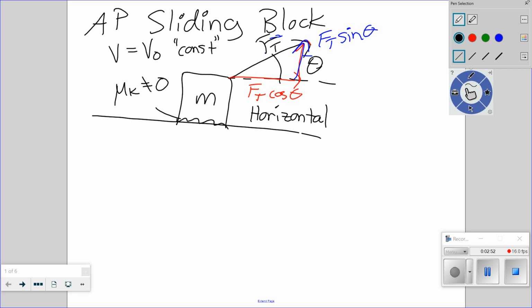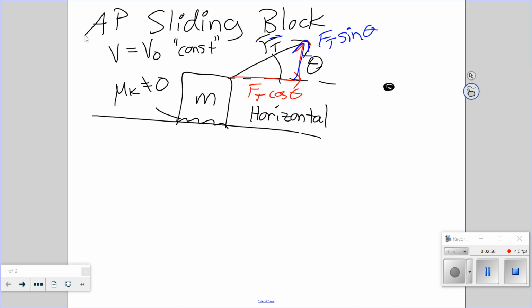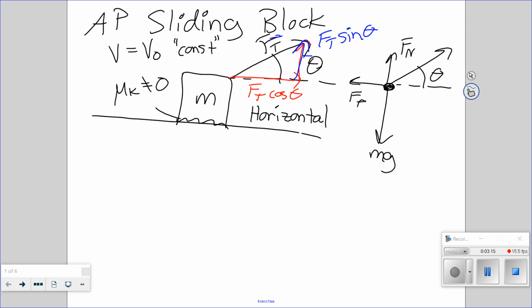However, College Board will count you off if you put components. They will say, draw a free body diagram with vectors, not components. So you have no choice but to do that one as it is. You're going to have mg pointed down, a force of friction pointed back, and a normal force. And on this problem, your normal force, magnitude at least, should be less than the magnitude of mg.